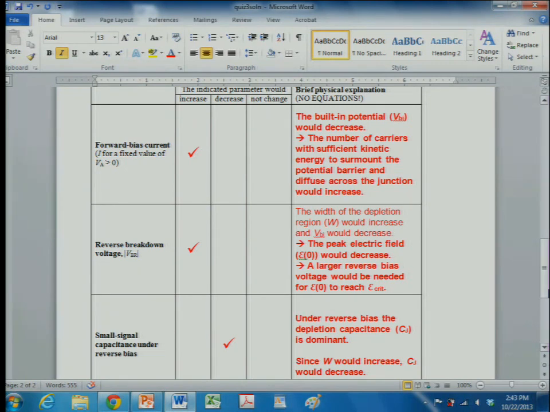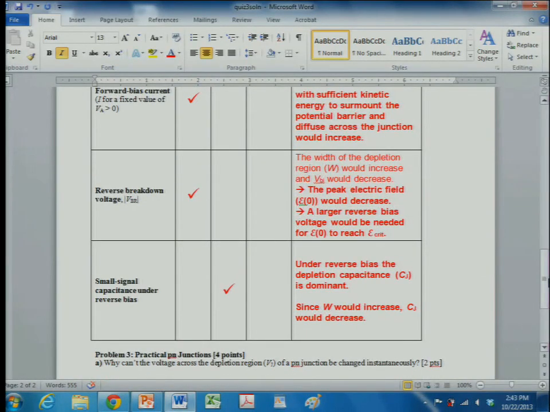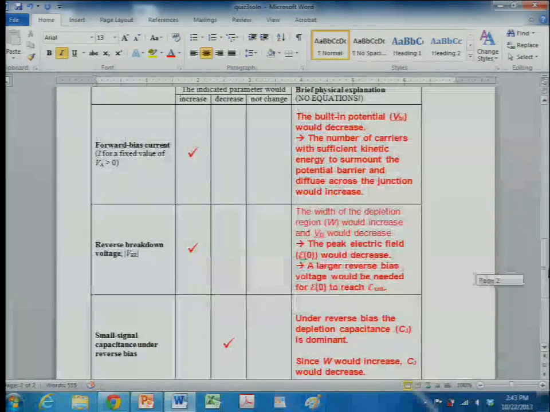The excess minority carrier concentration will increase, and why? As long as you say why, it's because the potential barrier is lower. Okay, yeah, that's fine. Any other explanations that you want me to account for? Impedance to the flow of charge. Yeah, that's the same as the potential barrier being lower. That's right.